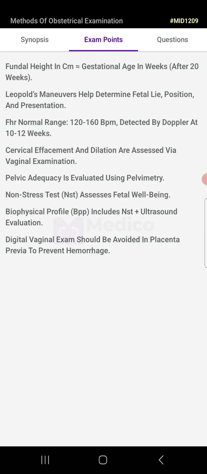Fundal height in the centimeter equals gestational age in weeks after 20 weeks. Leopold's maneuver helps determine the fetal lie, position and the presentation. FHR normal range is 120 to 160 BPM, detected by the Doppler at 10 to 12 weeks.